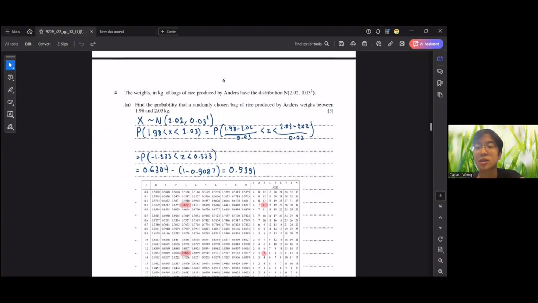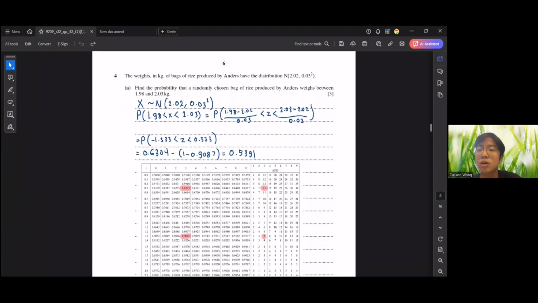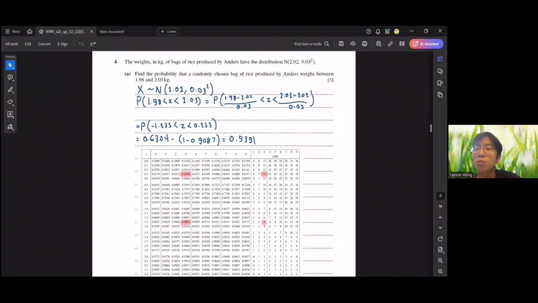Okay, next question. Question number 4. The weights in kilograms of bags of rice produced by Anders have a normal distribution, and the median is 2.02 and the variance is 0.03 squared. Find the probability that a bag produced by Anders weighs between 1.98 and 2.03. So we can see that the normal distribution is this, and what we need to find is this.